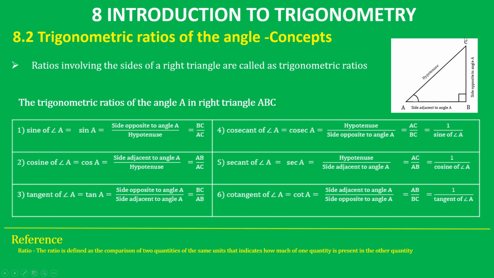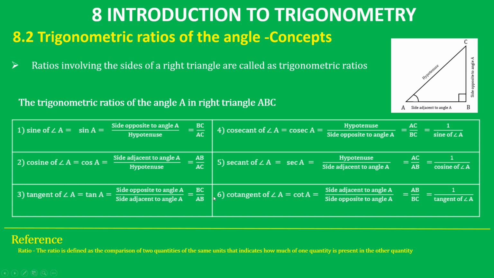AB by BC. Can you see this? AB by BC is the reciprocal of BC by AB. What is BC by AB? We have already learned that it is tangent of A. So can we write AB by BC is 1 by BC by AB, which means 1 by tangent of angle A, correct? In simple terms, we can say that cot A is the reciprocal of tan A. Alright, so we have learnt 6 trigonometric ratios.